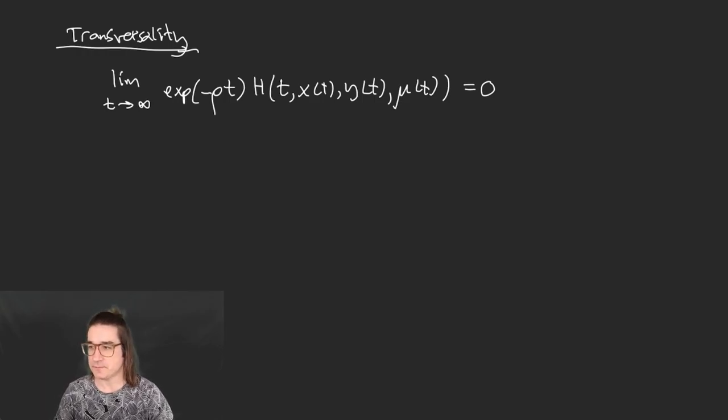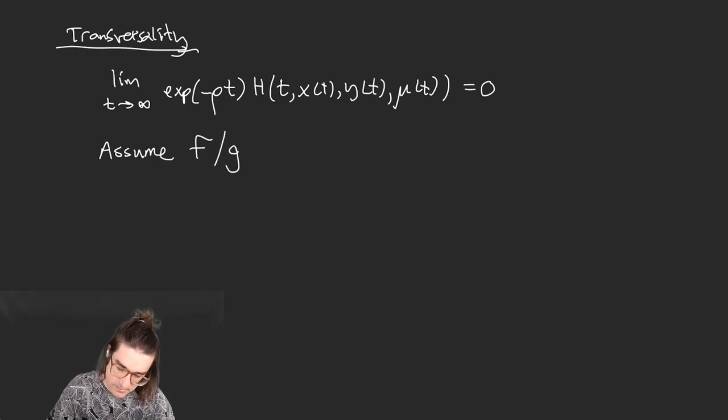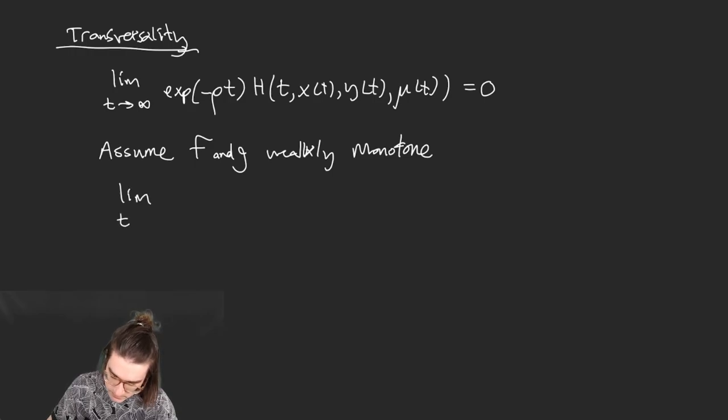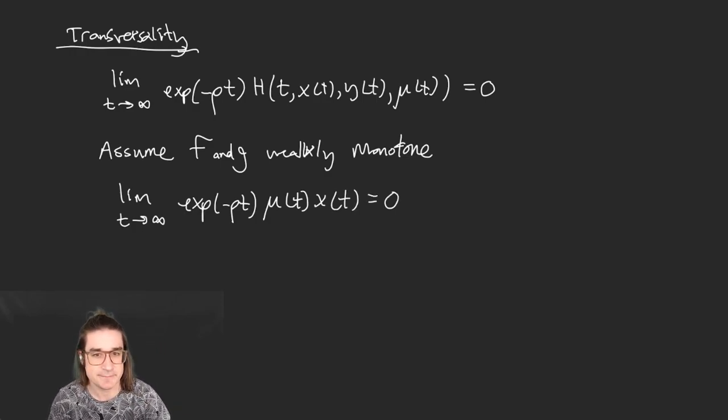You can actually kind of simplify it, not simplify, but get an easier to work with expression, if you assume f and g are weakly monotone. Then you can get an easier to use and evaluate expression, which looks like this. Basically it says that the value of your state as valued by mu and discounted appropriately should be zero.